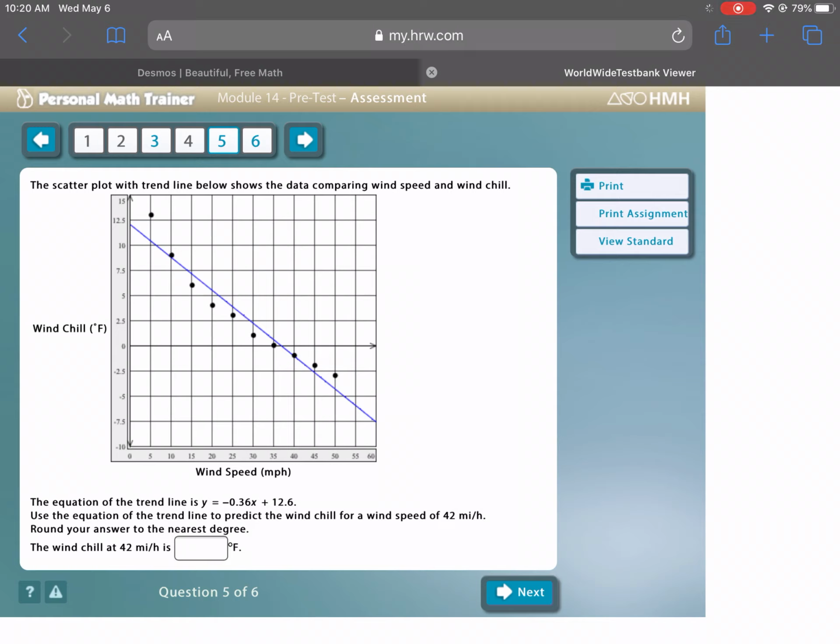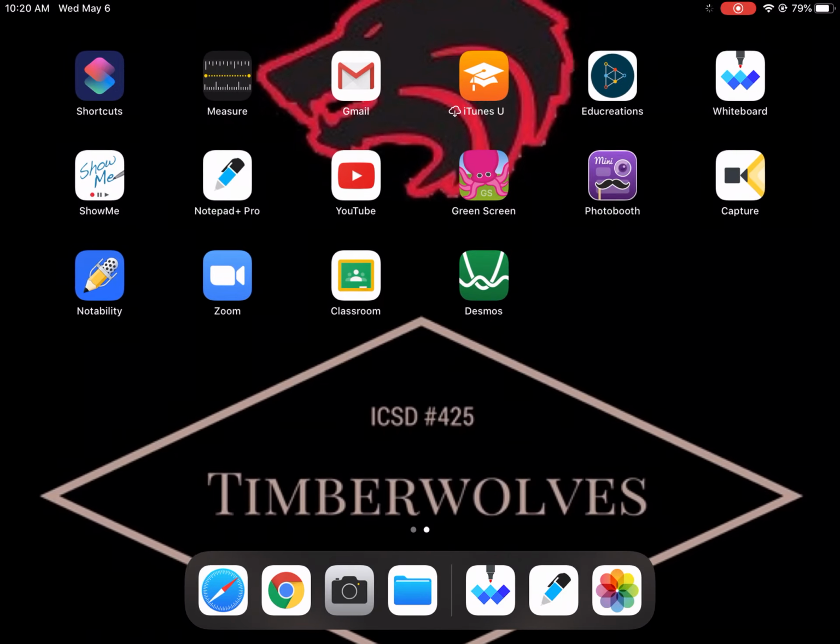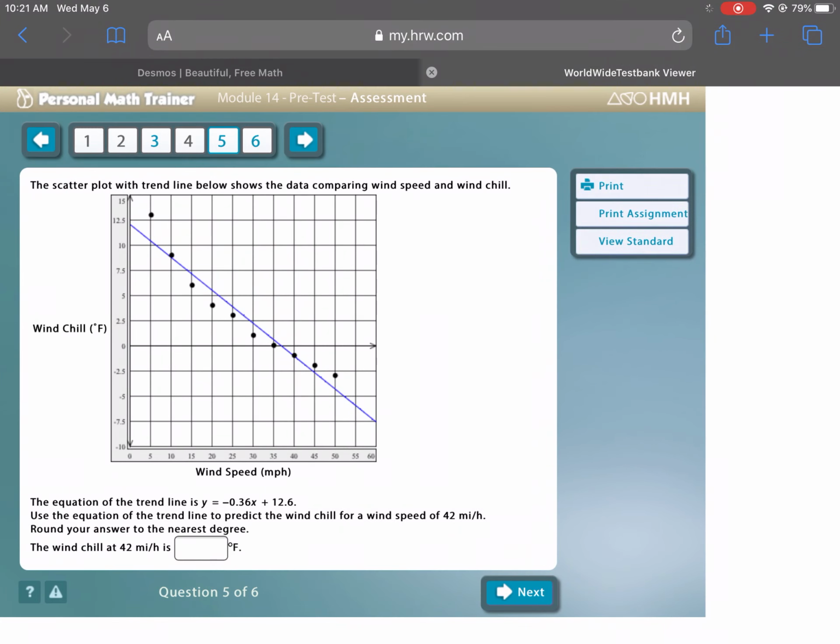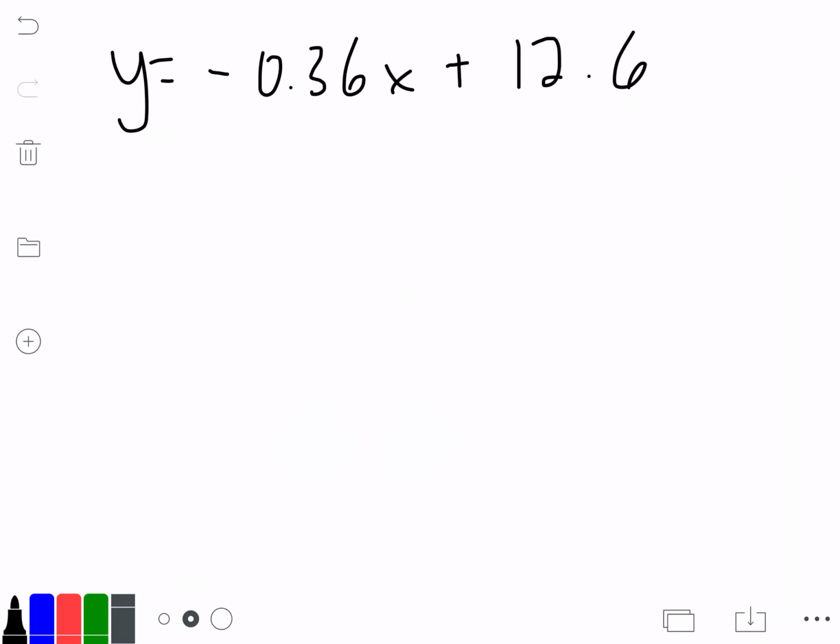So what we have to do is plug in our x. We have y equals negative 0.36x plus 12.6. Now we want to find when the wind chill is at 42. Just by looking at the chart, it's going to be somewhere between 0 and negative 2.5, but let's find the exact answer. Now what we're trying to find is the wind chill at 42 miles per hour. So for our x, we're going to plug in a 42.